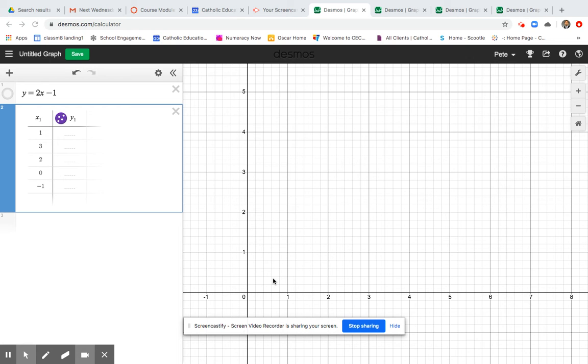Okay, in this little activity, we're going to look at graphing straight lines and how you graph straight lines. So what we've got here is a formula or a function, y equals 2x minus 1.